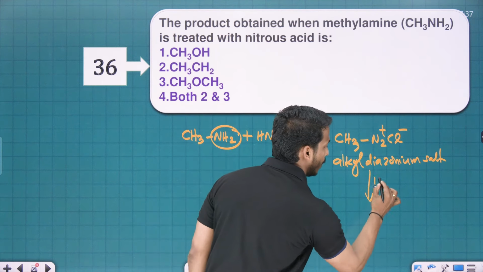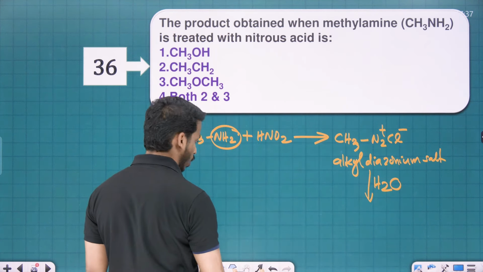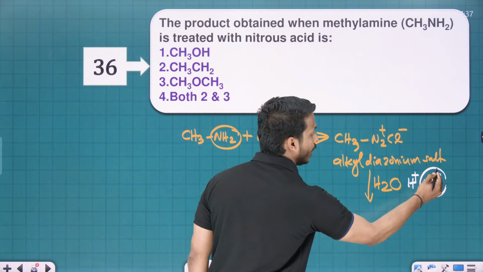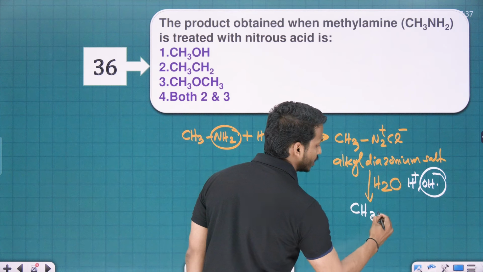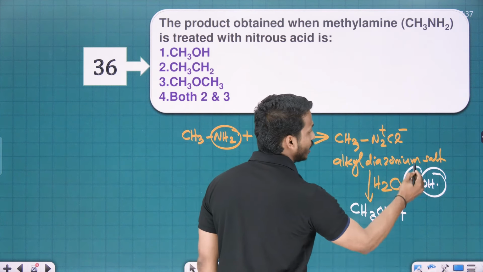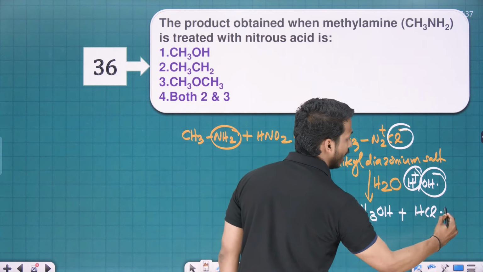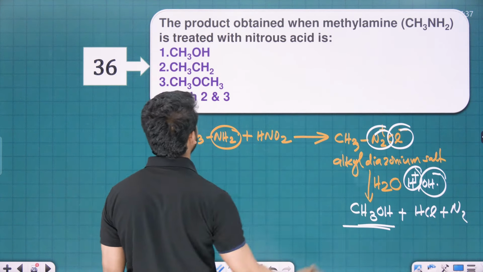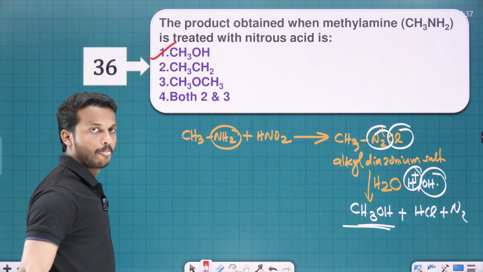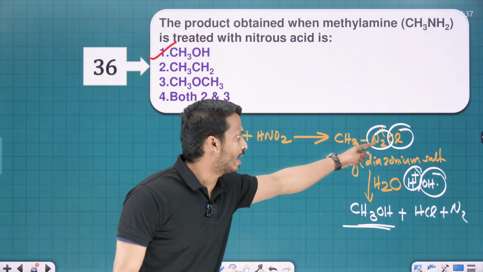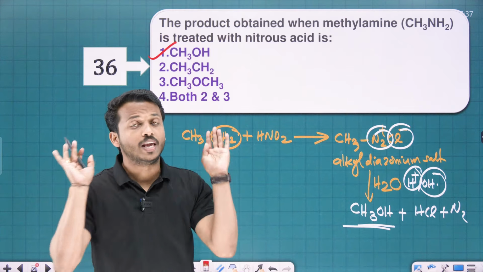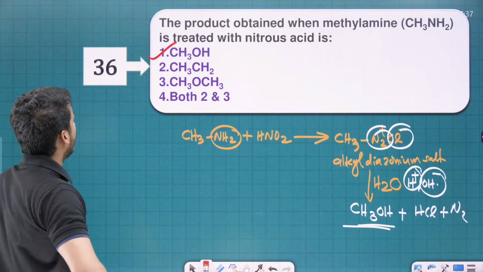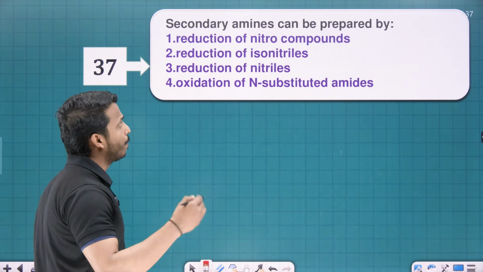So don't stop here. It immediately reacts with the water. You know, water contains the ions H plus and OH minus. The OH comes to CH3, you get CH3OH. Byproduct H plus and Cl minus, HCl, and the nitrogen gas comes out. So the product is what? CH3OH is the product. Where is that? Option 1. So if you are getting an alkyl diazonium salt, please don't stop there. Immediately react with the water, make it alcohol. Okay, that's stable.